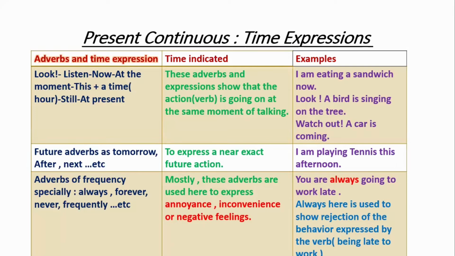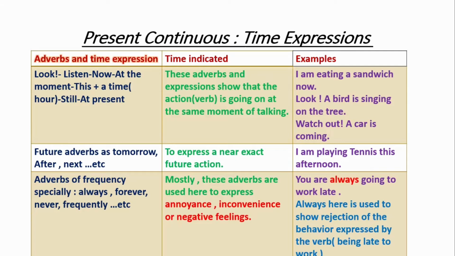We have three types of time expressions according to the time indicated in the sentence. What I want to say: if I want to express the idea that the action is going on now, while I'm talking, I will use some words like look followed by an exclamation, listen, now, at the moment, this, still, at present, these all to express the time now. So we can say, for example, I'm eating a sandwich. So I'm eating while talking to you.